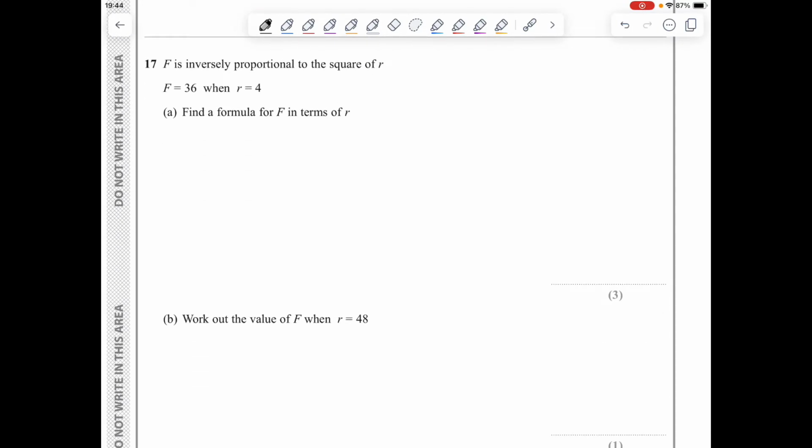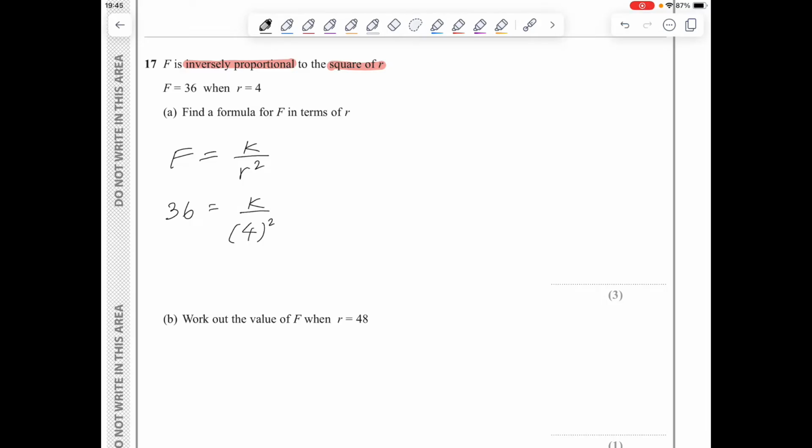For question 17a, I'm given that f is inversely proportional to the square of r. Therefore, f equals k, which is a constant, over r squared, because it's inversely proportional to r squared, and I need to find k now. I'm given that when f is 36, r is 4.